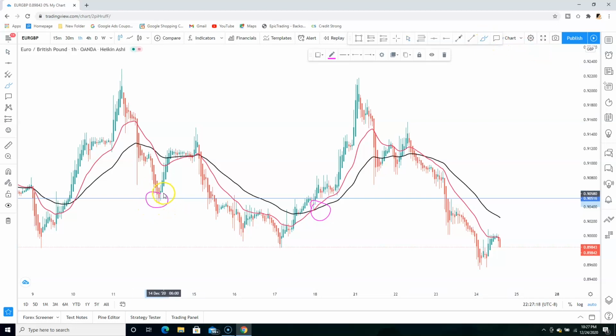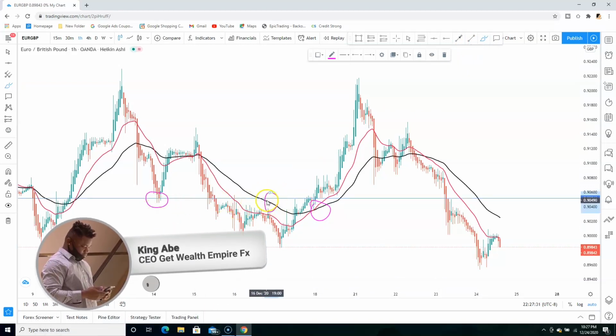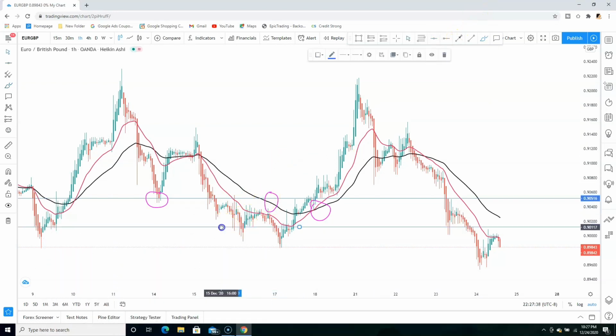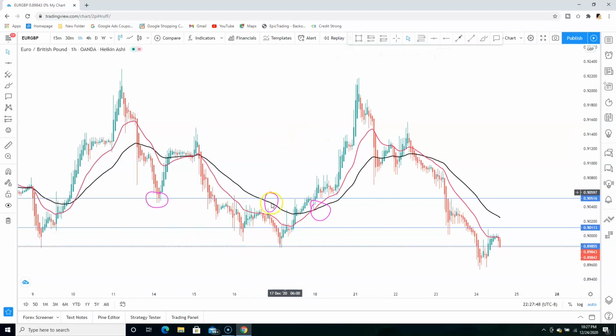This zone here was the previous support, but over here it became resistance. You have it drawn already. So now this is our resistance here, and this is our support right here. We had a support zone right here, and we also have one right there. So now, when price breaks above your resistance, that's your entry right there.